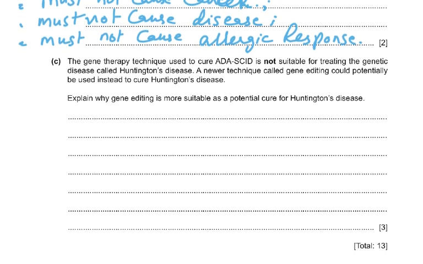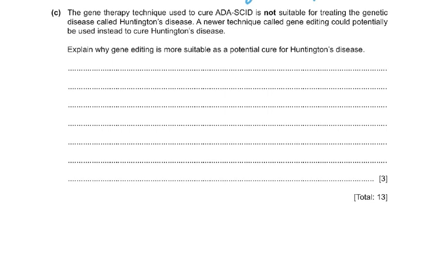Okay, now coming to the last part of this question. Part C: the gene therapy technique used to cure ADA-SCID is not suitable for treating the genetic disease called Huntington's disease. A newer technique called gene editing could potentially be used instead to cure Huntington's disease. Explain why gene editing is more suitable as a potential cure for Huntington's disease. Well, what is Huntington's disease? We just abbreviate it as HD.